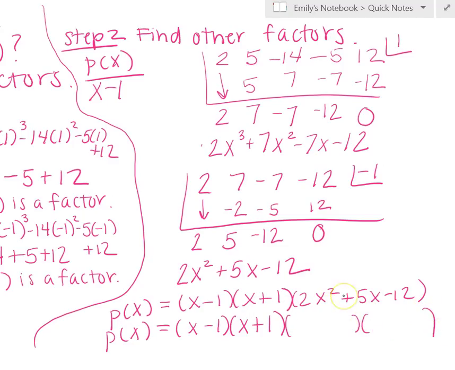I need factors of 2x squared, so I have 2x and x. I need factors of negative 12 so that my inners and outers will give me plus 5x. My only factors that I can do are plus 4 and minus 3. Just to check your inners and outers, I've got negative 3x and a positive 8x. So positive 8x minus 3x will give me a positive 5x. So these are the other factors.